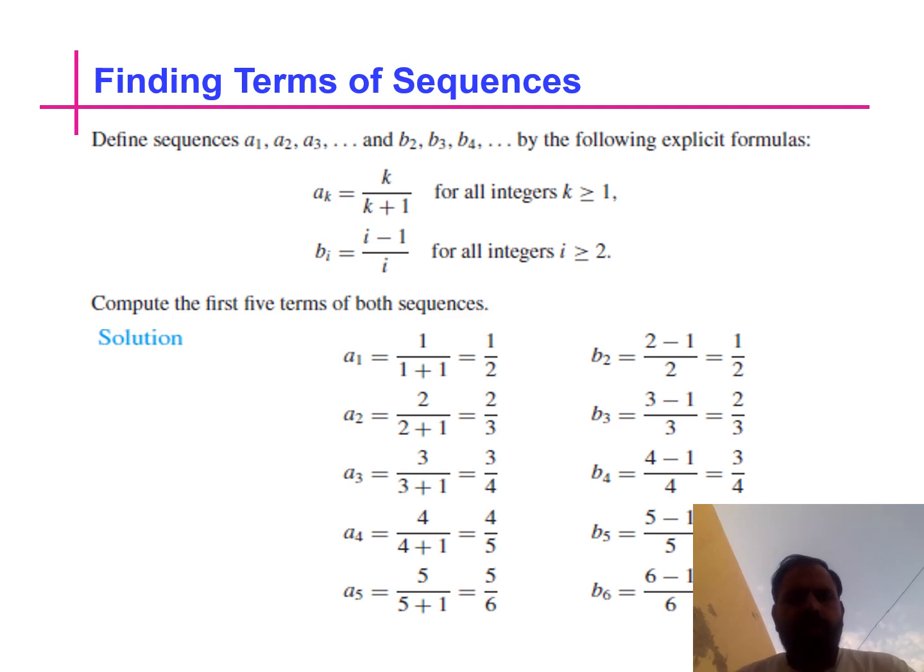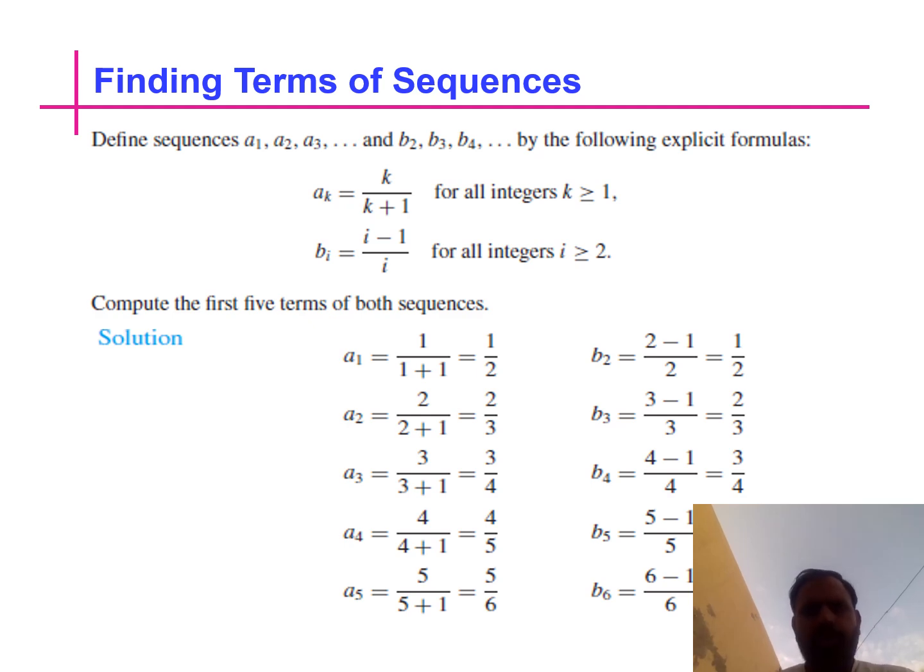If we discuss finding the terms of sequences, we define sequences A1, A2, A3, and B2, B3, B4 by the following explicit formulas. AK is equal to K over K plus 1 for all integers K greater than or equal to 1, BI is equal to I minus 1 over I for all the integers I which are greater or equal to 2. We compute the first 5 terms of both sequences.